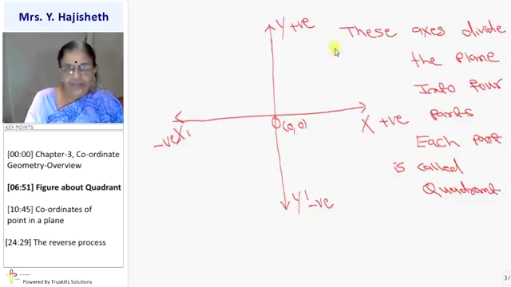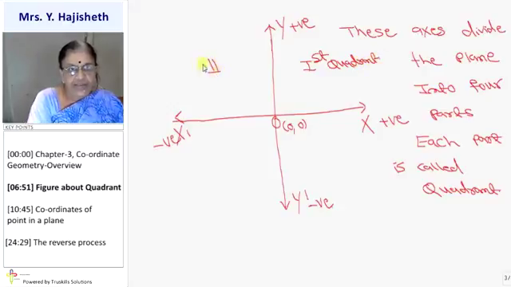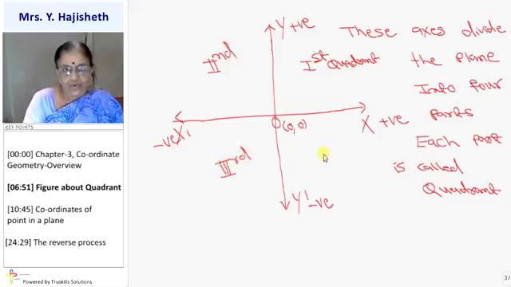Okay, this is my first quadrant. This is called first quadrant, where both x and y are positive. This is called second quadrant. This is called third quadrant, and this is called fourth quadrant.